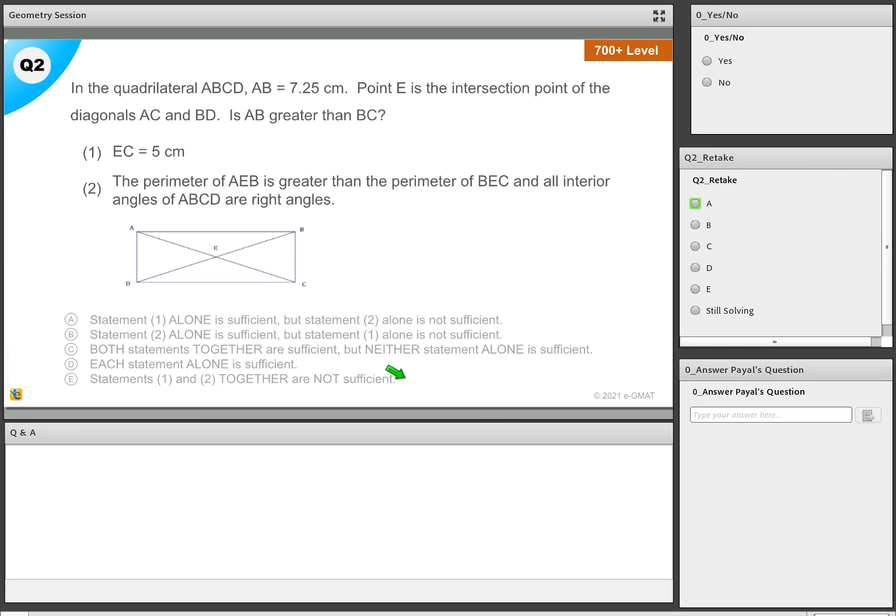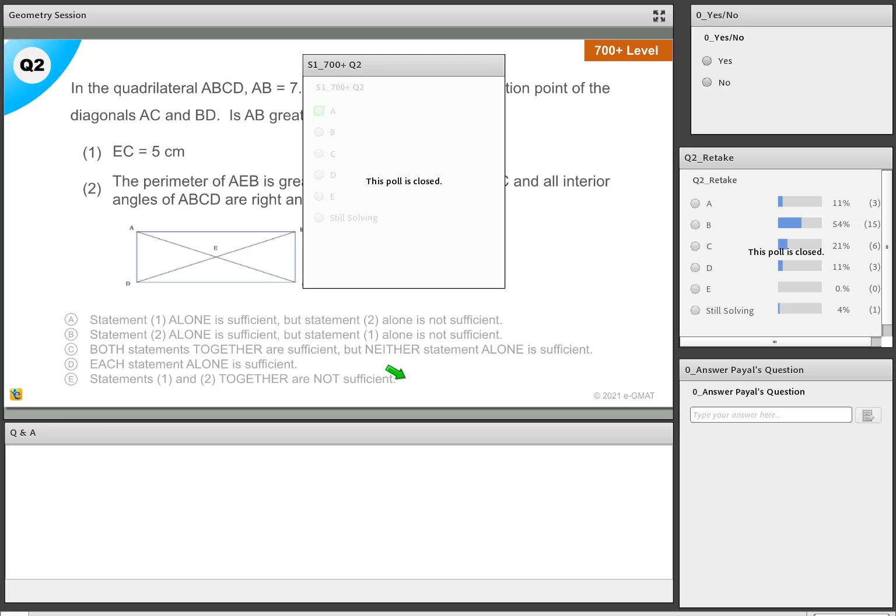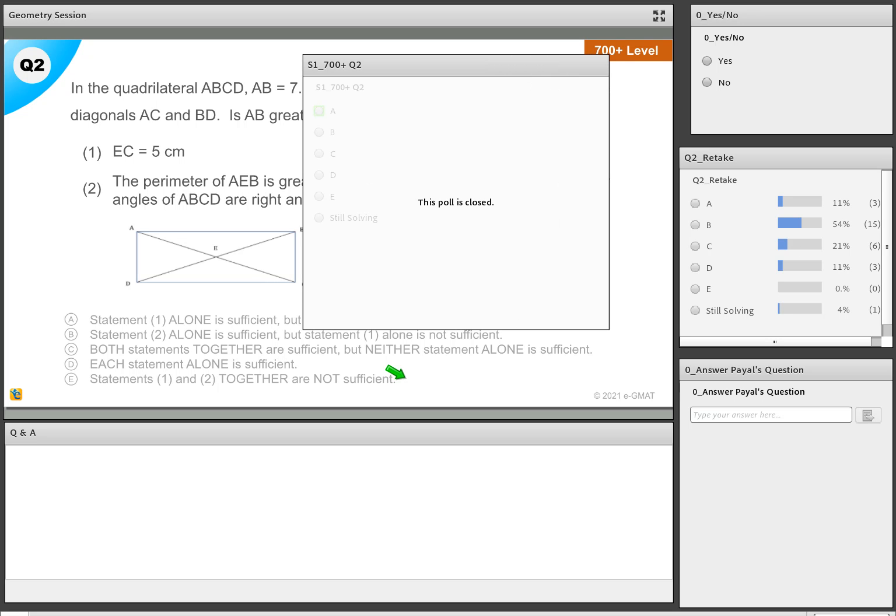Very nice. I'm going to end the poll now. Broadcast the results. I'm really happy with the performance of the class here. What you see on the left-hand side is your previous attempt, and there only 35% of the class selected choice A. But now 54% of the class has selected choice B. Choice B is the correct answer. So now that percentage has increased. Okay, so I'm really happy.